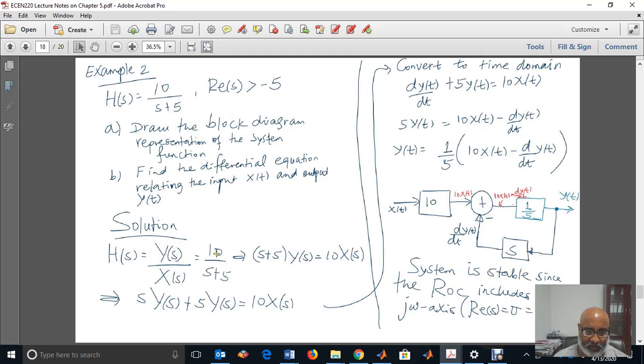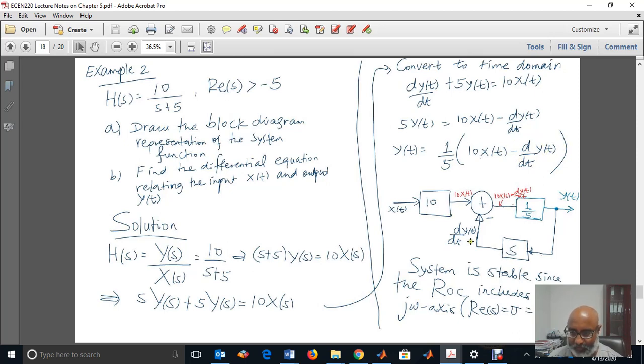So let's say H(s) is Y(s) over X(s), 10 over s plus 5, and now crisscross this. s plus 5 times Y(s) is equal to 10 times X(s). Then change it to time. s times Y(s) is the derivative of y. 5 times Y(s) is 5 times y(t), is equal to 10 times x(t). So if we rearrange this, because we need y(t), y(t) is equal to 1 over 5 in brackets, 10 times x(t) minus d/dt of y(t).